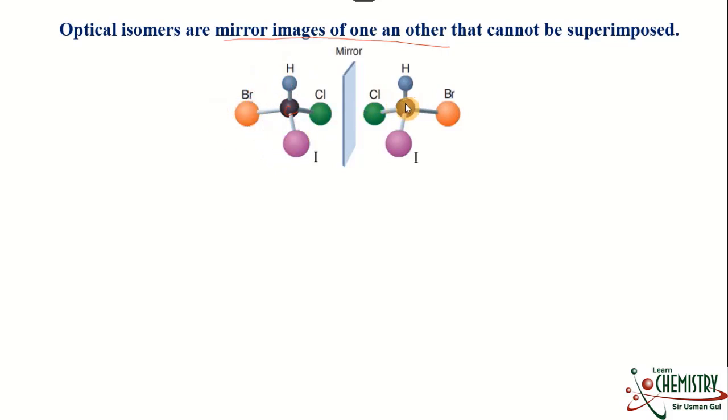Here is also the same case. The carbon atom is bonded with 4 different groups, but though both the molecules are the same. Okay, what is the difference? The first difference I already told you: they should be mirror images of one another that cannot be superimposed. Okay, what is meant by this superimposed?